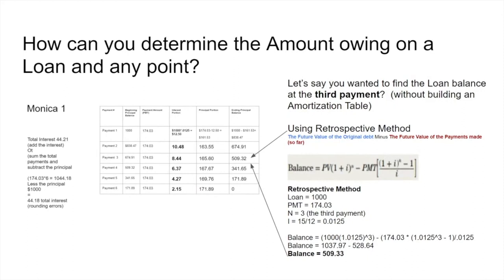So we really got 3 ways now to figure it out. We can use the amortization table, we can use the retrospective method, or we can use the prospective method to find out how much is owing at any given point in time. Okay, so that's effectively what we're dealing with there, is trying to get a good handle on that. Any questions?